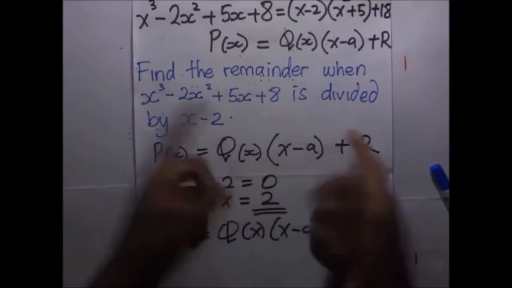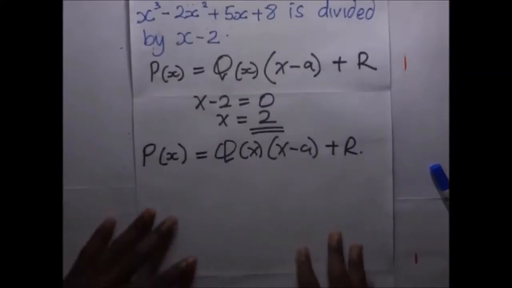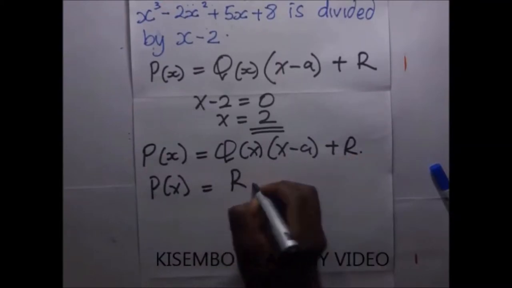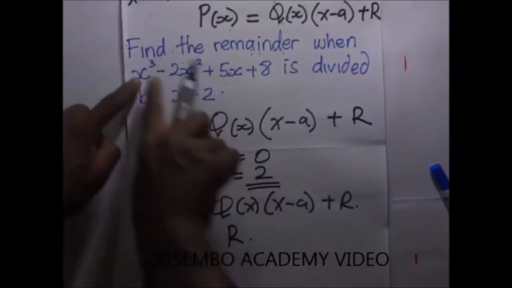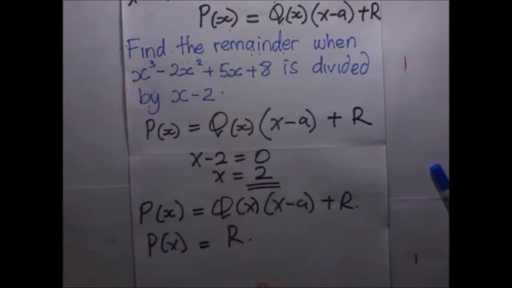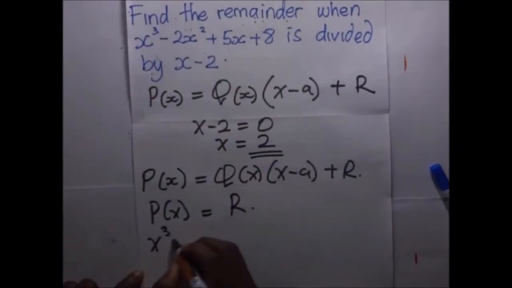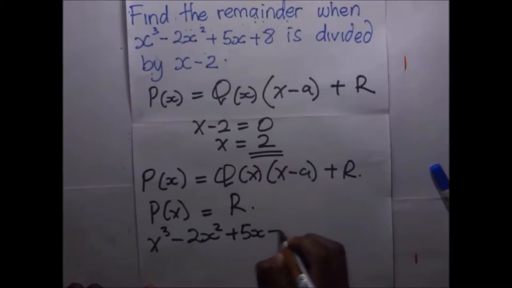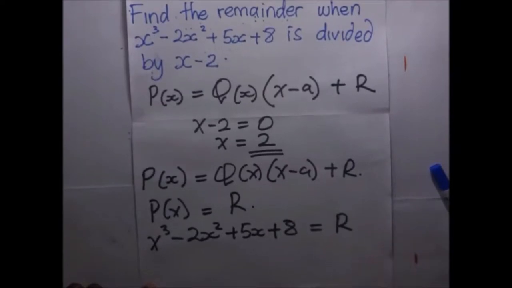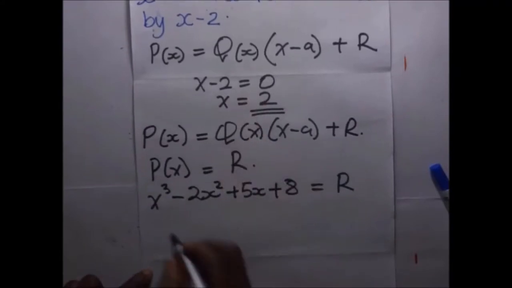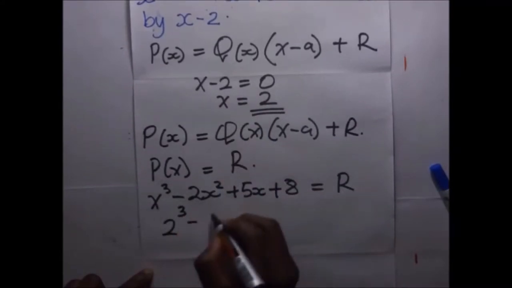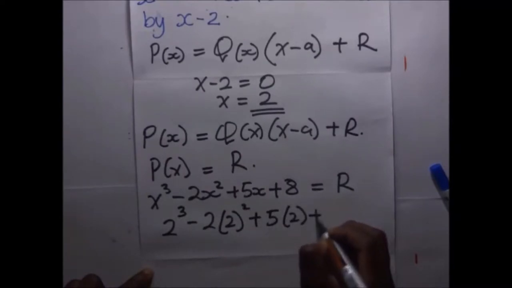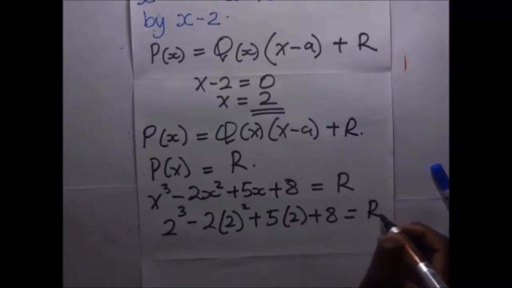So it means that this whole term is going to vanish, and according to the remainder theorem, our polynomial p of x will be equal to r. Now our polynomial here in our question is x cubed minus 2x squared plus 5x plus 8, and that is going to give us our remainder. Now our value of x is 2. So it's going to be 2 cubed minus 2 times 2 squared plus 5 times 2 plus 8, giving us our remainder.